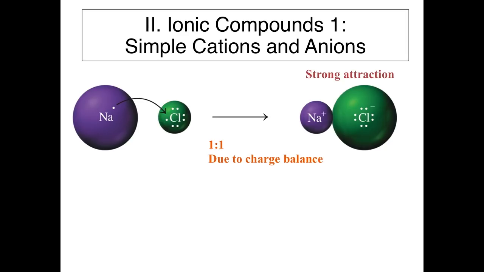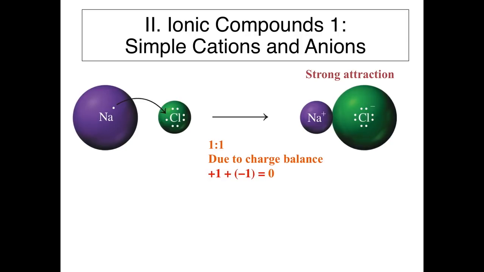The reason for this is charge balance. Most things in nature will be electrically neutral. So in order for the substance to be electrically neutral, the charge of the positive and the charge of the negative must be equal to each other to balance each other out, to cancel each other out. So mathematically we can see that the sodium is positive 1 and the chloride ion is negative 1. So positive 1 plus negative 1 is equal to 0.